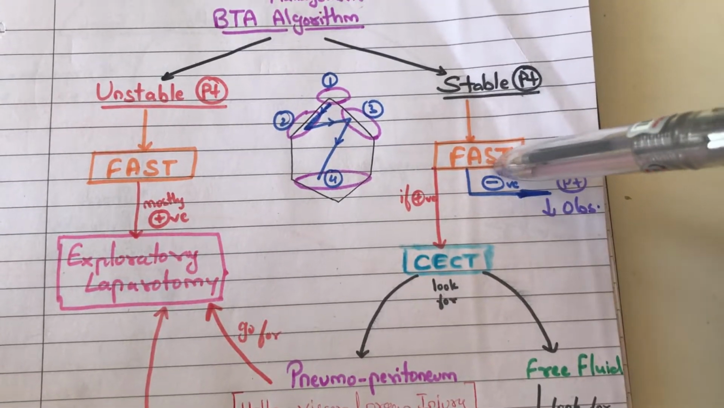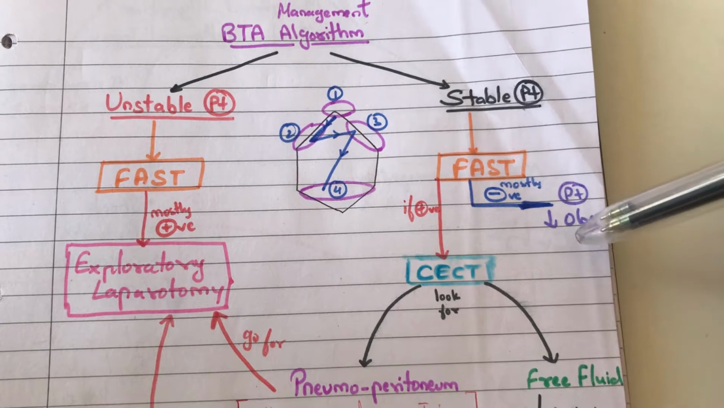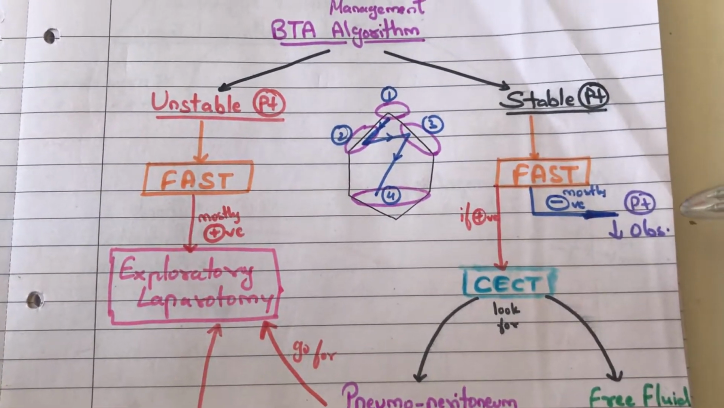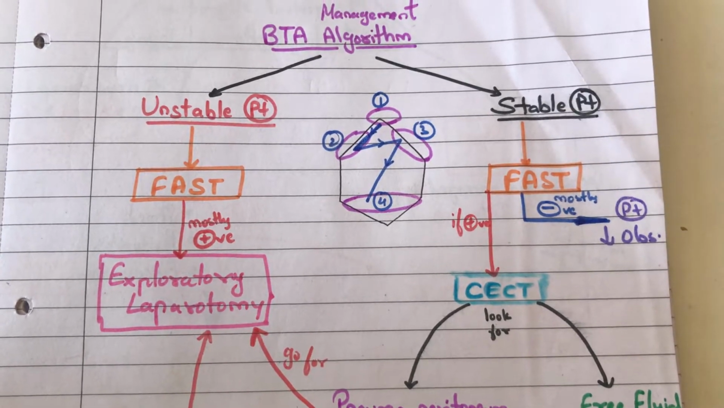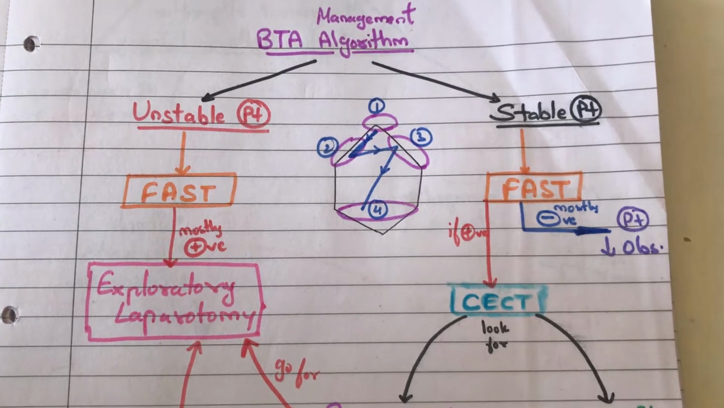Alright, now in the case of a stable patient, it's a bit dicey here. After the FAST, in most cases it's mostly negative. So the patient will be kept in observation for the next 24 hours. We will be monitoring the blood pressure, oxygen saturation and overall patient's activity.